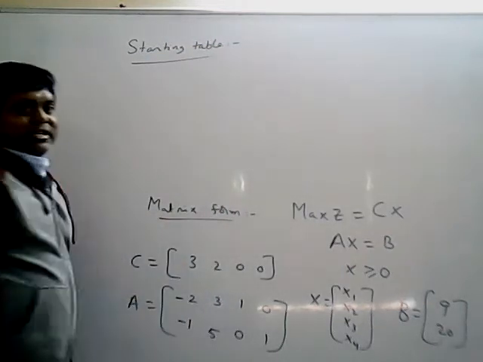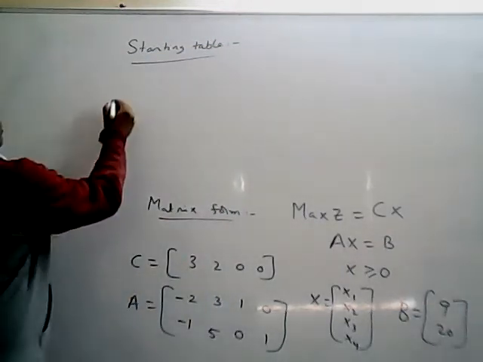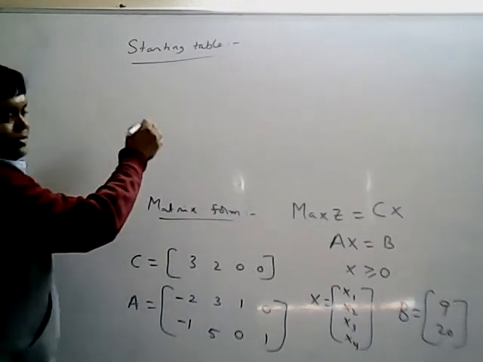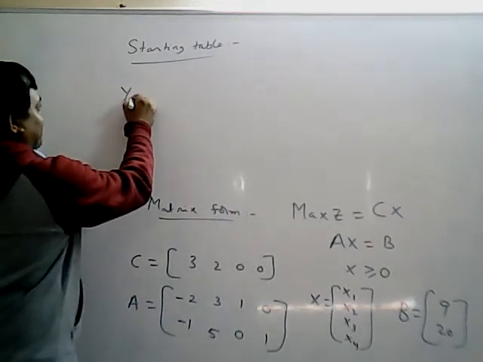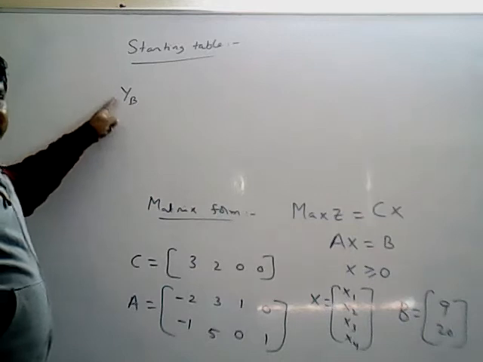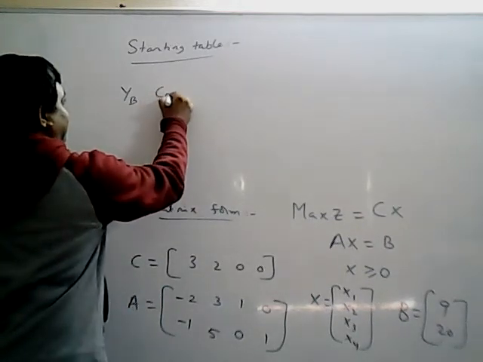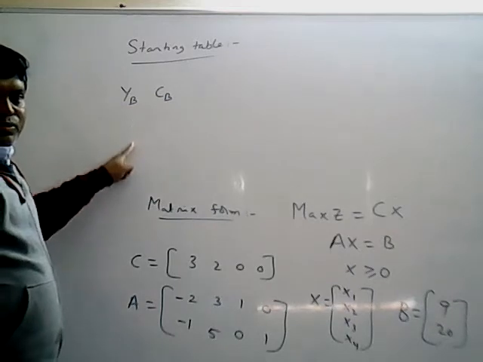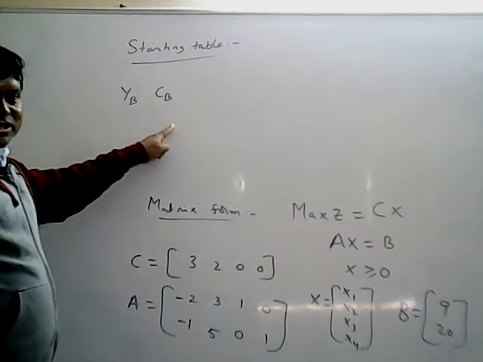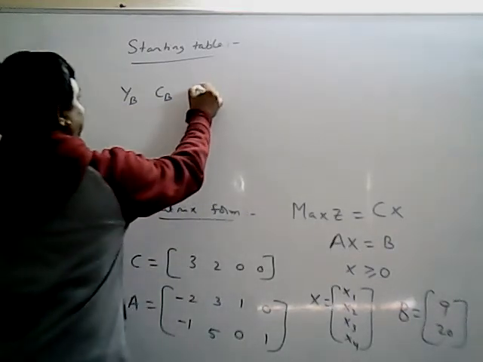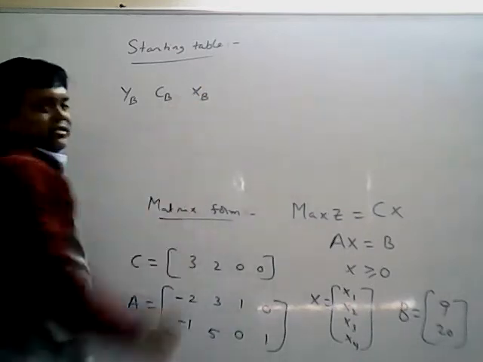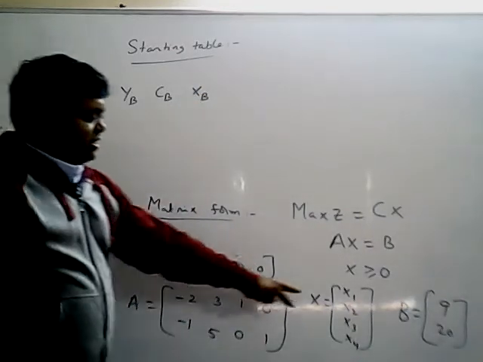What are the columns required? I have already told you. What is the first column in the simplex table? The first column is YB. YB means the variables that enter into the basis. The next column is CB. CB means whatever variable enters here, the cost of those variables. And the next column is XB. XB means the B matrix.